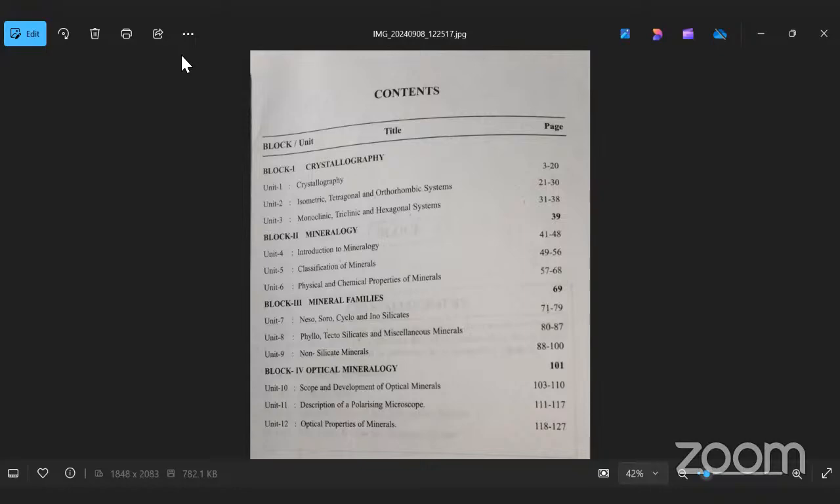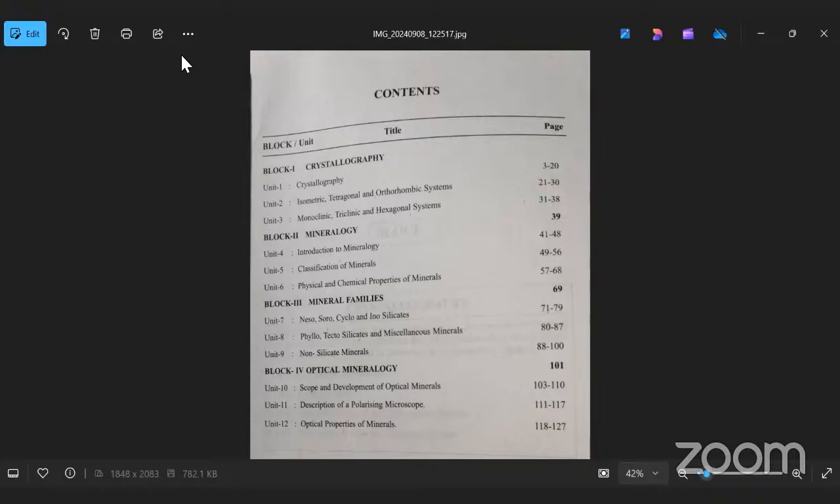And the second unit teaches about the different classifications of crystals. These crystals we can see in the formation of different rocks. The classification is known as: one, isometric; second, tetragonal; third, orthorhombic systems. And the third unit is speaking about the monoclinic, triclinic, and hexagonal systems.